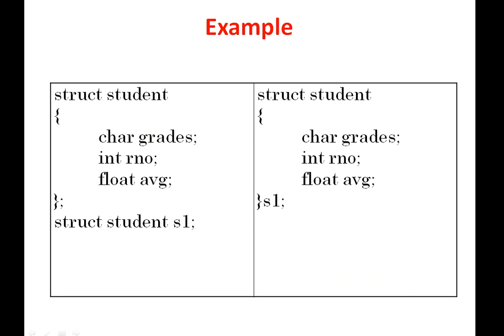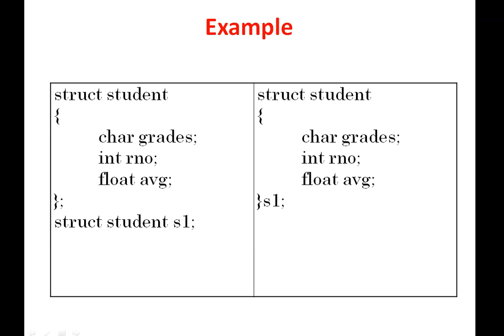There are 3 variables we are including: grade, roll number and average. So we are going to group 3 different types, 1 character variable, 1 integer variable, 1 float variable, into a group. The group is called a structure here. A structure must end with a semicolon. Here struct is the keyword, student is the name of the structure, and these are the elements inside. This is one way of using it, and another way is this one.